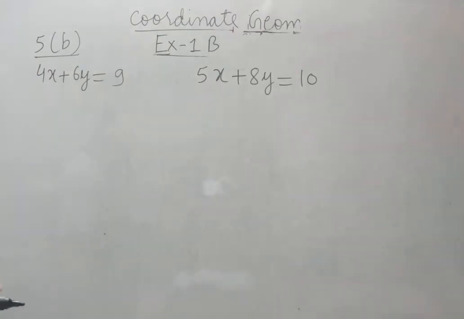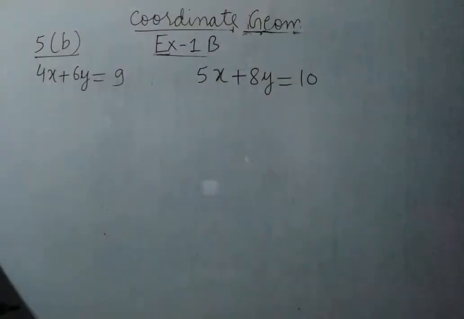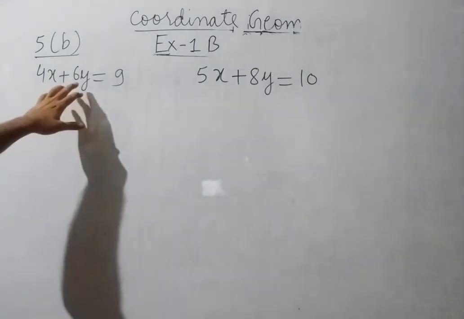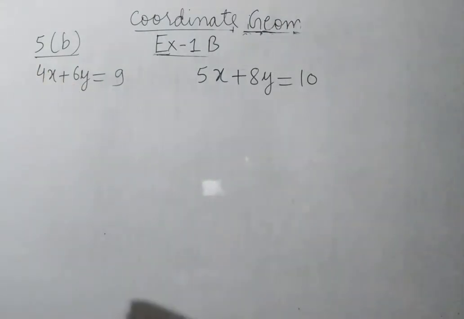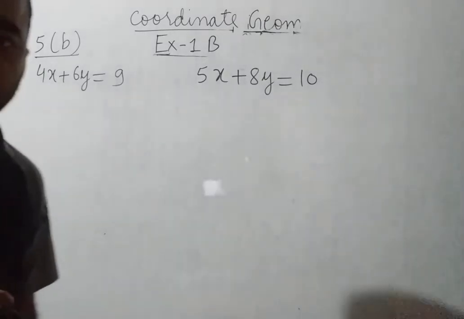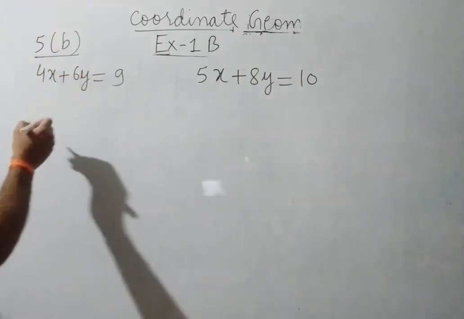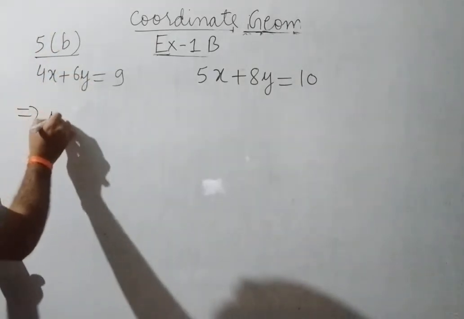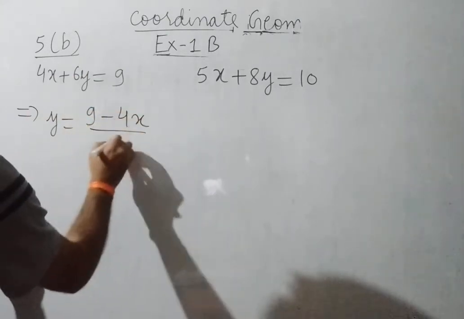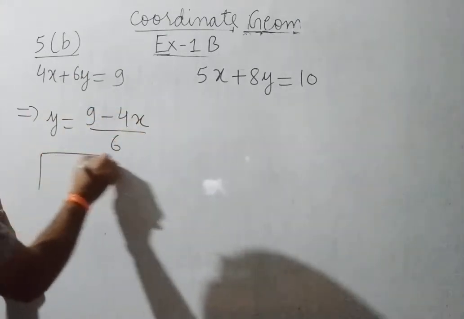Next is the 5b part. First equation: 4x plus 6y is equal to 9. See, if we put y equal to 0, then we will get a fractional value. That is why it is better to obtain the value of y from the given equation. So what is y? y will be (9 minus 4x) upon 6. Now the table.